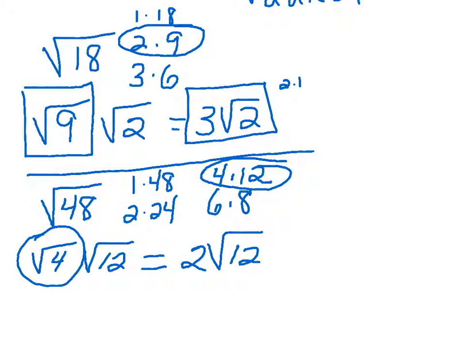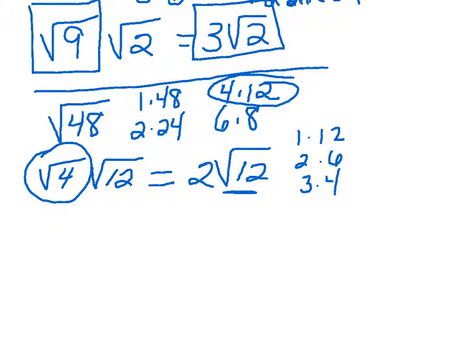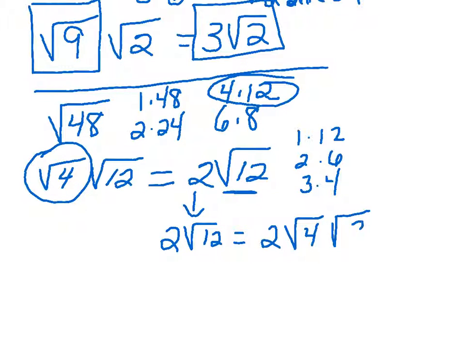And we want to double check that we're done. The 12 has factors of 1 and 12, no big deal there. 2 and 6, still no perfect squares. But 12 also has the factors 3 and 4. So we need to go a little bit further. I'm going to scoot this up a little bit. All right, so 3 and 4, we're going to rewrite. Bringing the 2 down, 2 square root of 12 becomes 2, and I'm rewriting the 12 as 4 times 3.